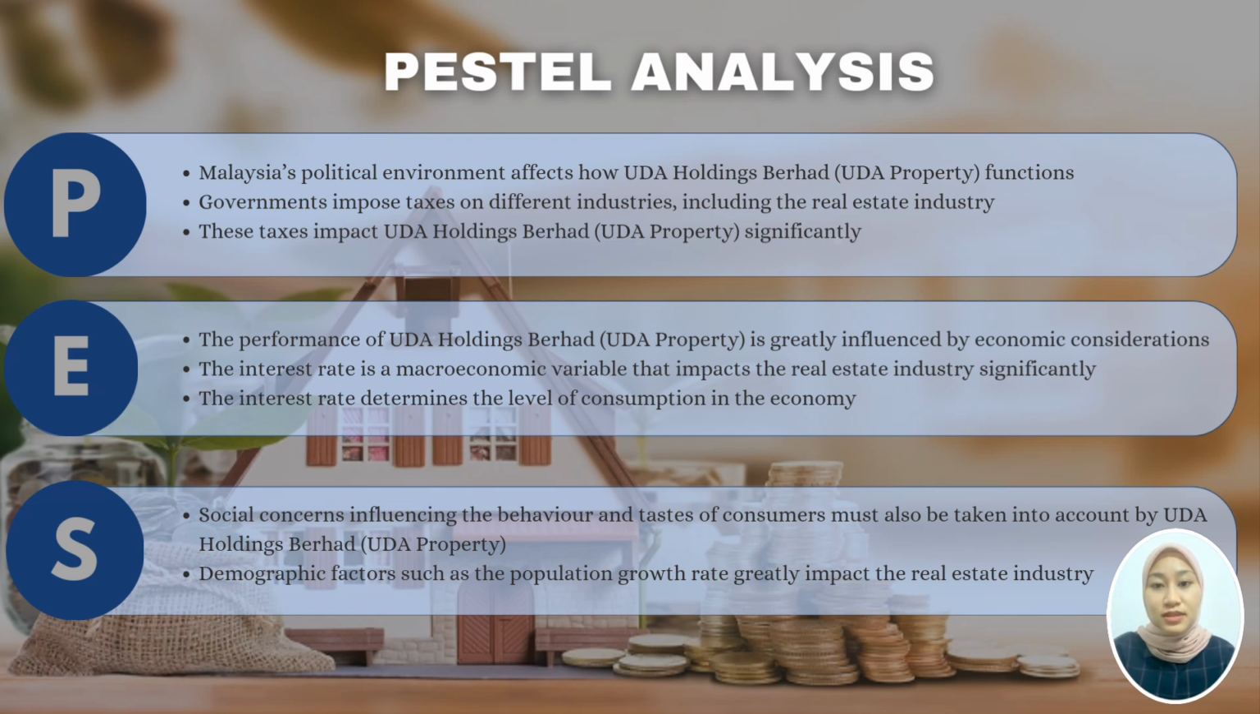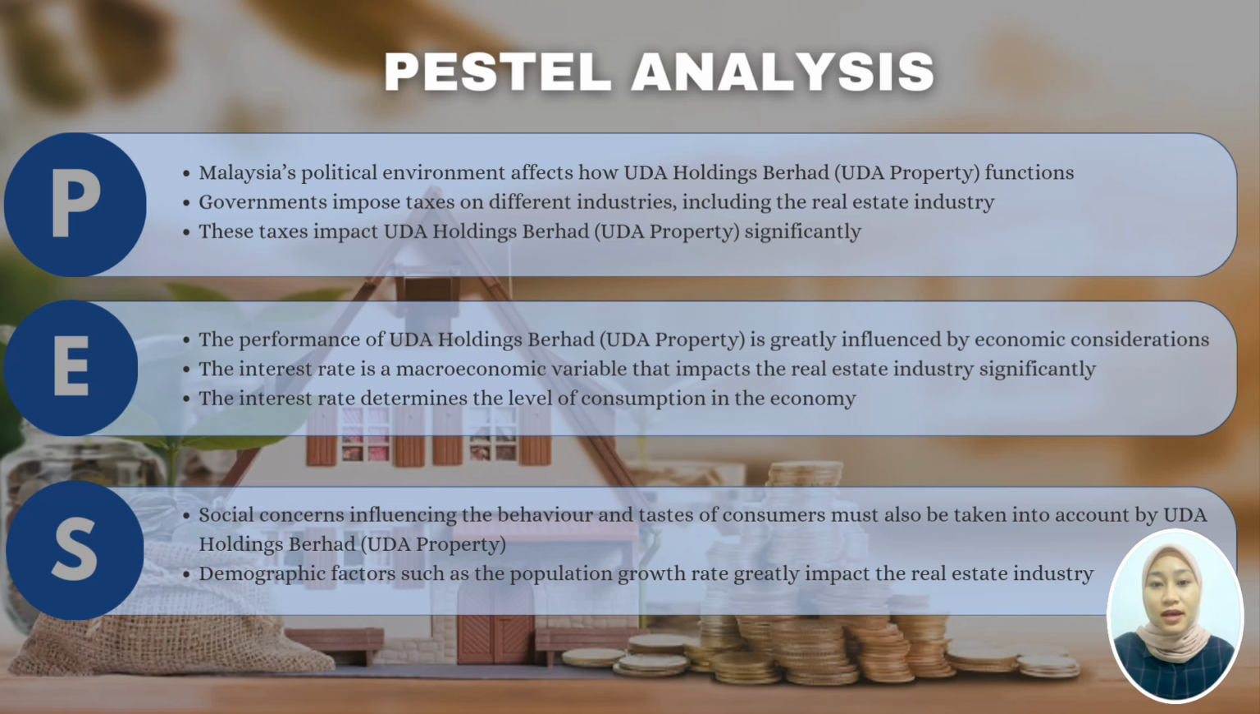Similarly, suppose a government imposes more tax on its people in general. So in that case, people's disposable income will fall, so only a few people can afford an investment in the real estate industry. Moreover, government spending also has a great impact on the real estate industry. Each year, the government decides how much money they will spend on development projects.